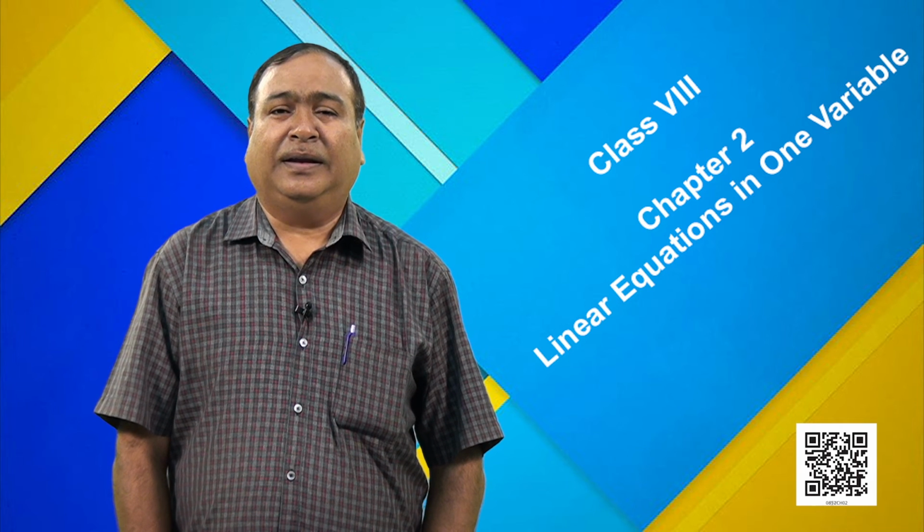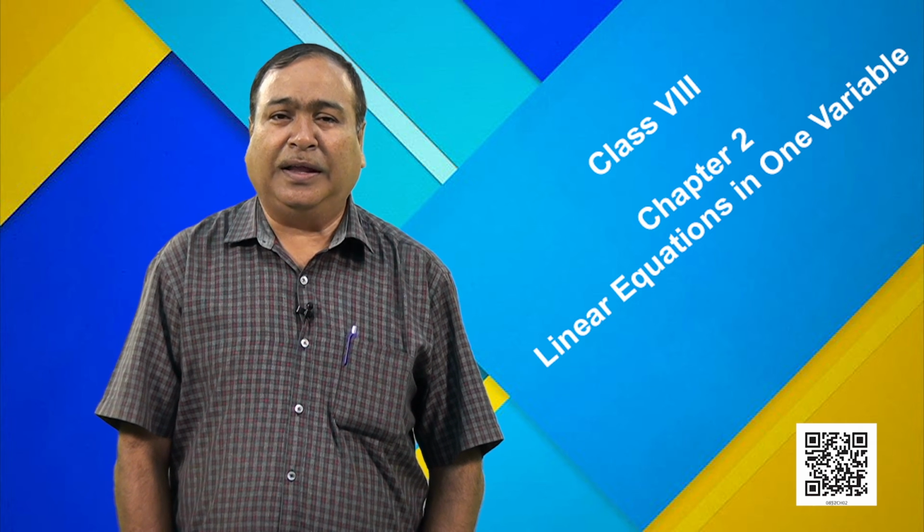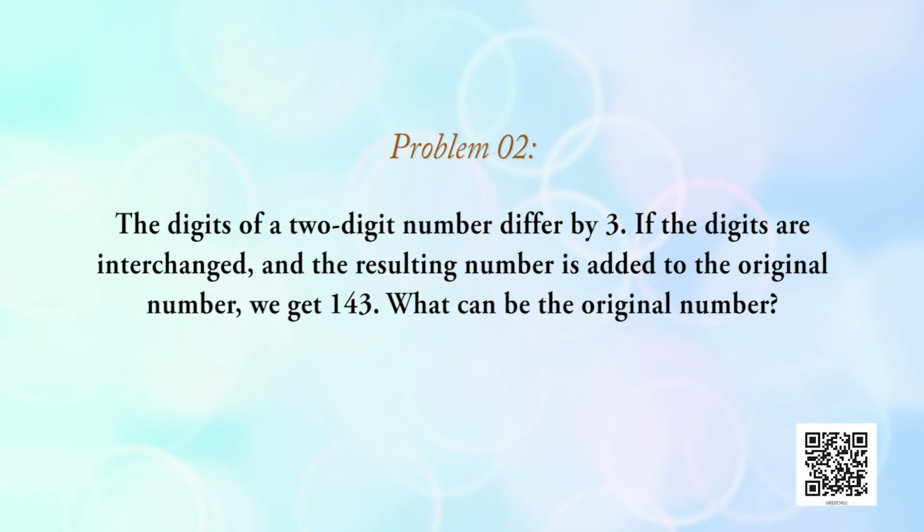Students, let us solve some word problems involving such type of situations. Consider the following problem. The digits of a two digit number differ by 3. If the digits are interchanged and the resulting number is added to the original number, we get 143. Then what can be the original number?